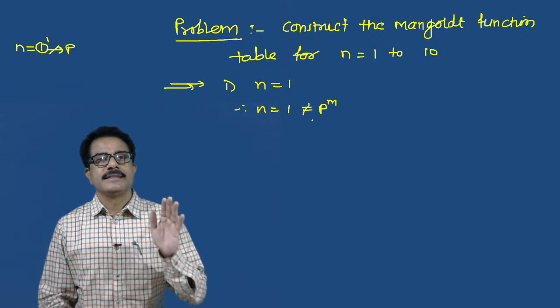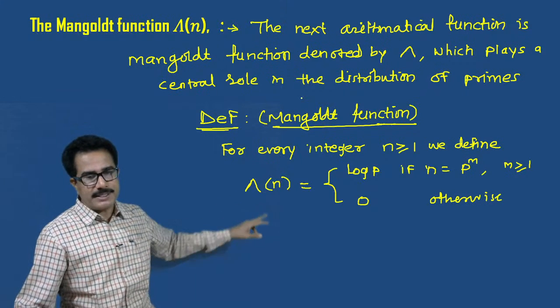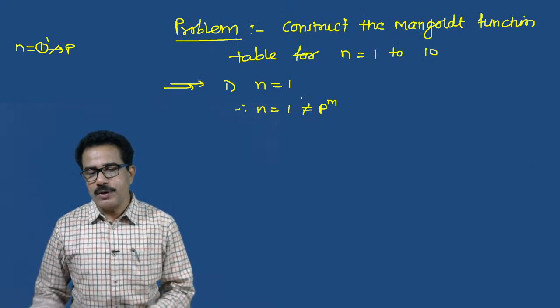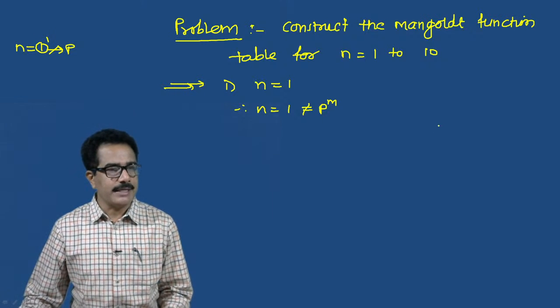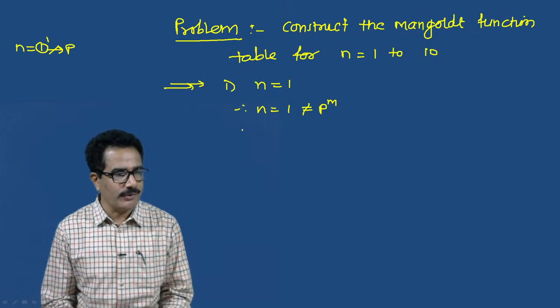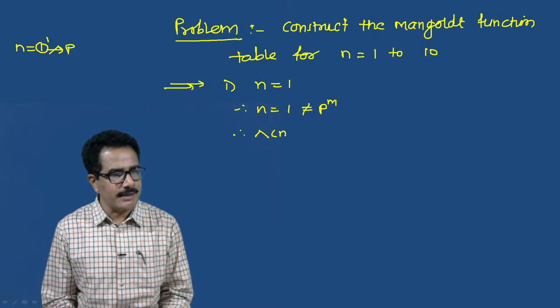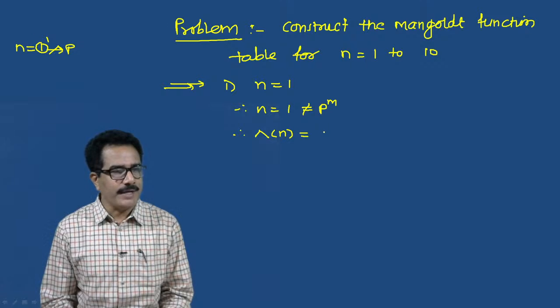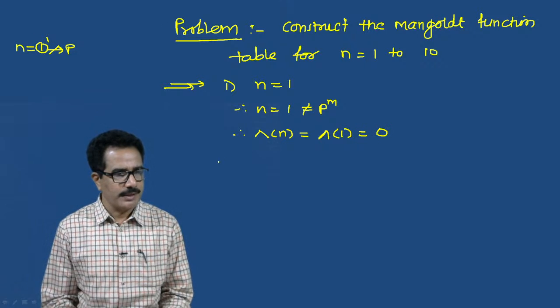then the value of this Mangoldt function lambda n is equals to 0. So we can write this Mangoldt function value, that is 0. Therefore, lambda of n is equals to lambda of 1 is equals to 0.